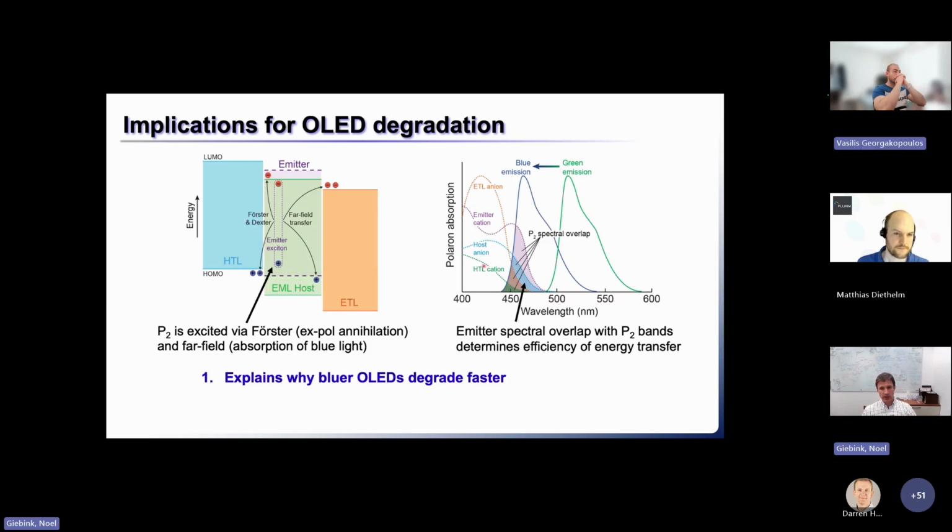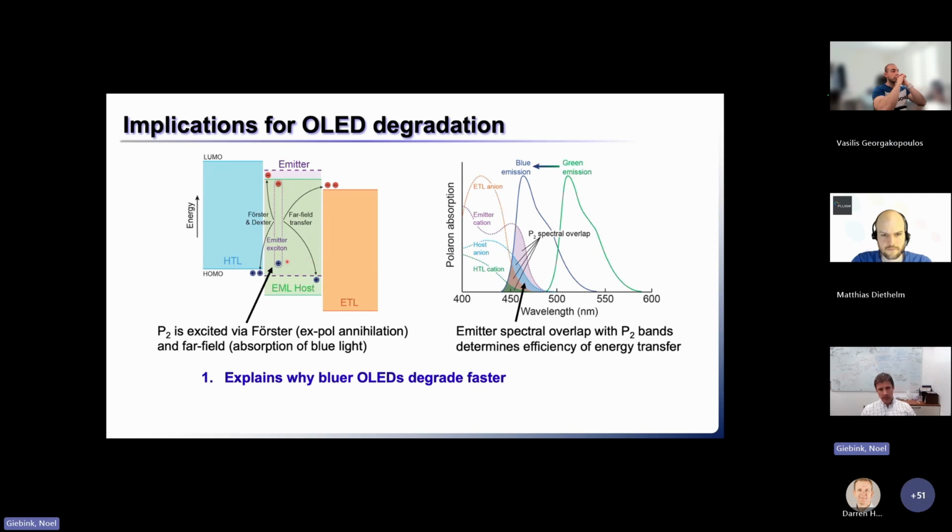They're all going to have P2 transitions in the blue, just by virtue of having their neutral excited states in the UV. And that means that when we go from a green emitting OLED to a blue emitting OLED, our blue spectrum starts to increasingly overlap with these P2 absorption bands, and therefore increasingly excite these unstable cations and anions in these various different layers of the device.